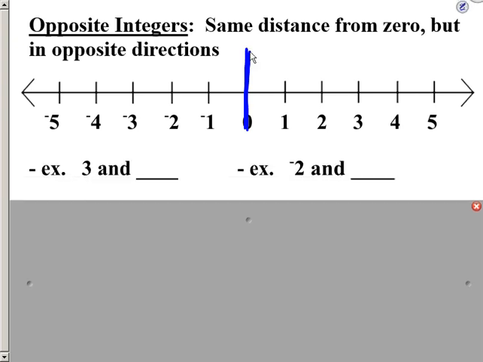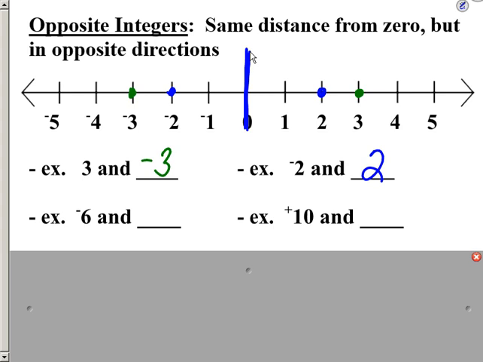So for example, the opposite of positive 3 is negative 3, because positive 3 is 3 above 0, and negative 3 is its mirror image. It's 3 below 0. The opposite of negative 2 is positive 2, because negative 2 is 2 below 0, and positive 2 is 2 above 0. So they're opposites. Negative 6 and positive 6 would be opposites. Negative 6 would be 6 below 0, and positive 6 would be 6 above 0. So negative 6 and positive 6 are opposites.